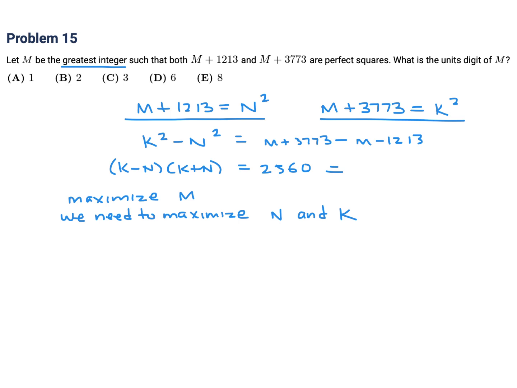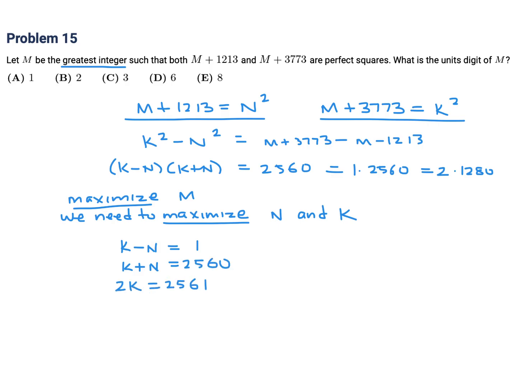So what I have to do is break up 2560 into possibilities. Well, there's one possibility, 2560, and I want to keep the numbers as large as possible. The next one is 1280. Yeah, and then there's many, many more. But we want to keep these numbers as large as possible in order to achieve that maximization. So let's start with the first one, when k minus n is 1 and k plus n is 2560. So 2k would be 2561. This is not going to work because it's not an integer.